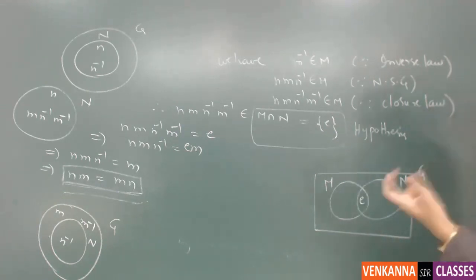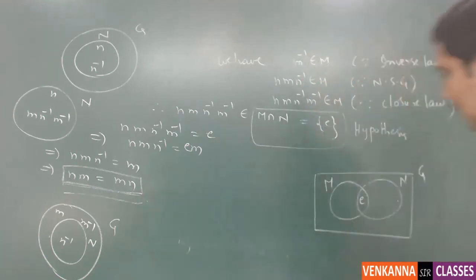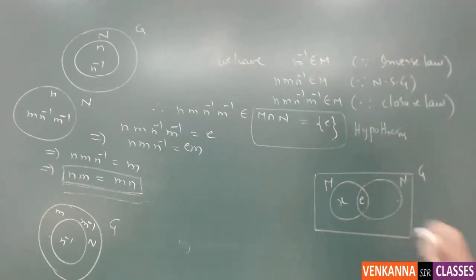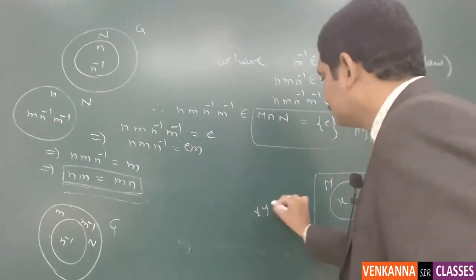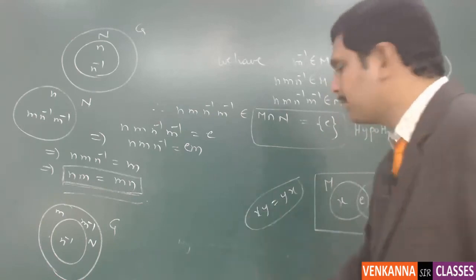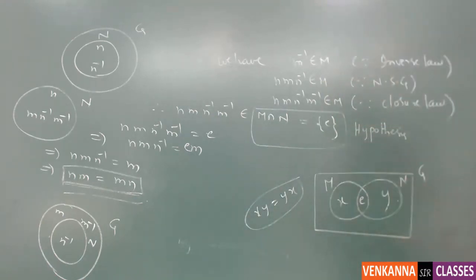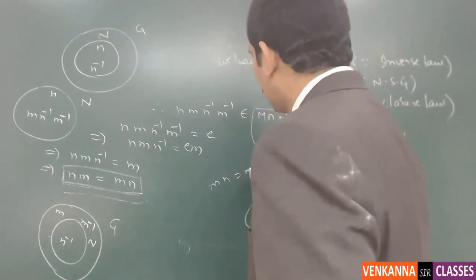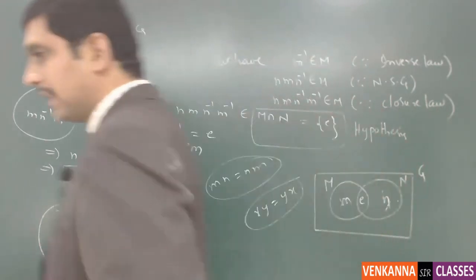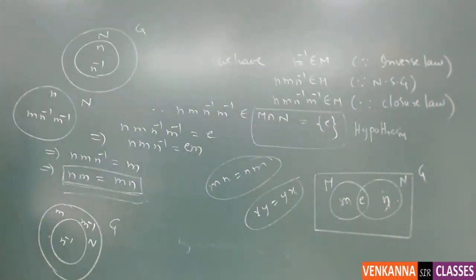And what is the question part? It is given that you take an element in M and an element in N, and these two commute. This is what we actually have to show. So I took m in the set M and n in the set N. As per the problem, I have to show mn is equal to nm. Clear? Are you clear or not? This is the objective.